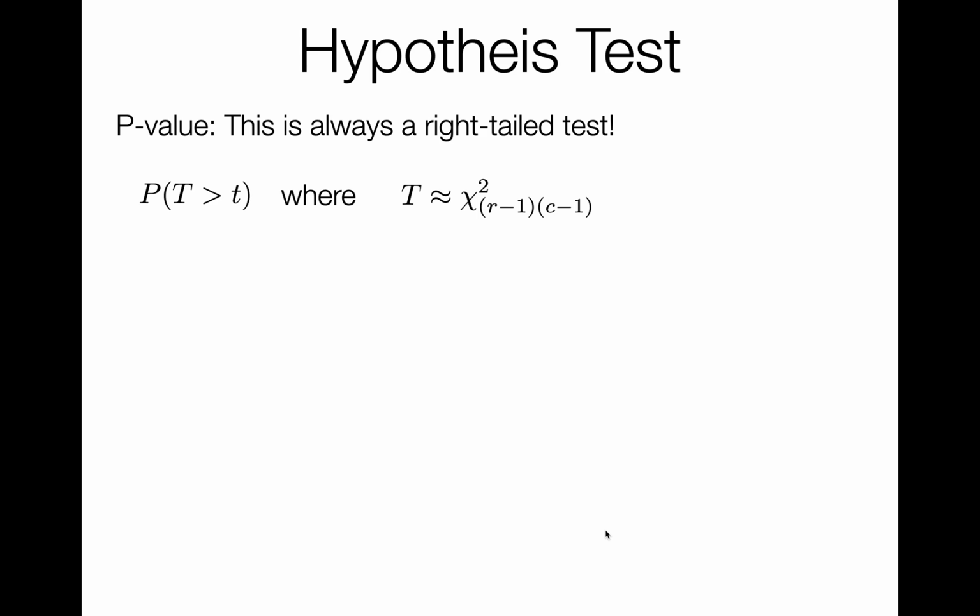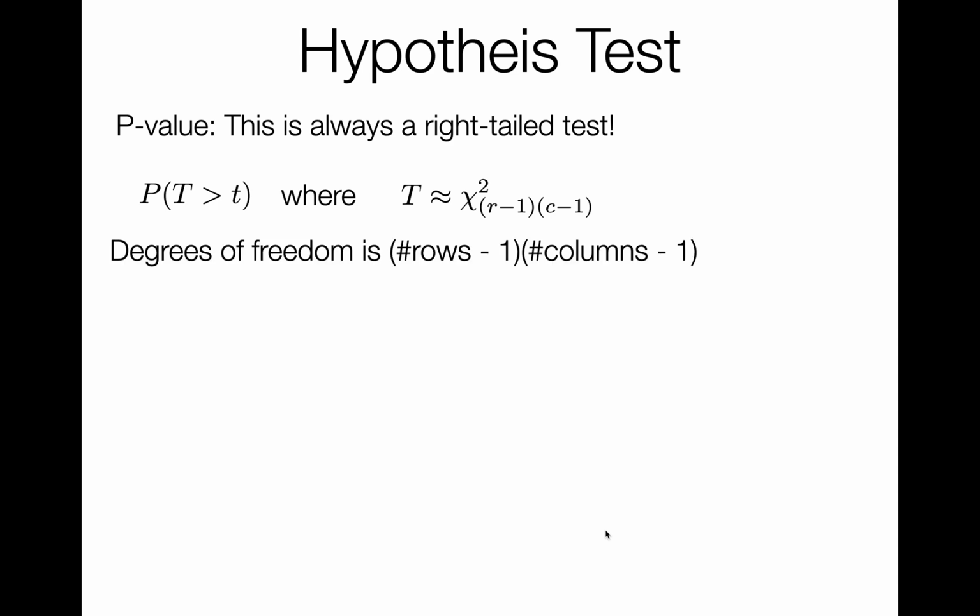So what does that mean? R is the number of rows, and C is the number of columns in the table. So the degrees of freedom is the number of rows minus 1 times the number of columns minus 1. In most of my examples that I've done previously, we've only had 2 rows and 2 columns. So the degrees of freedom would be 2 minus 1 times 2 minus 1, which is 1 times 1, or 1. Then we have 1 degree of freedom there.